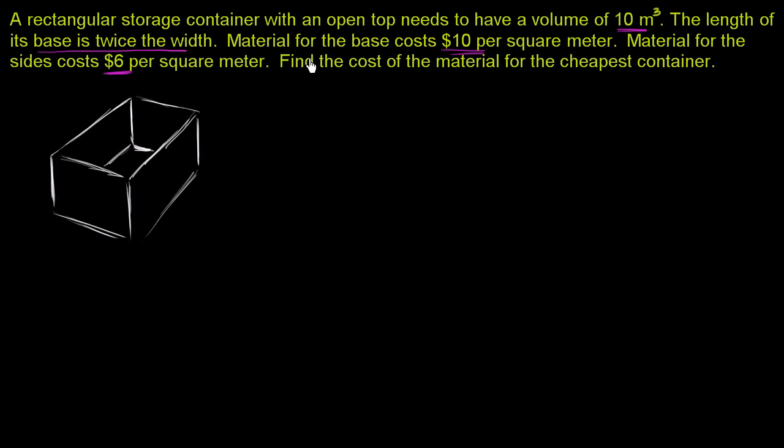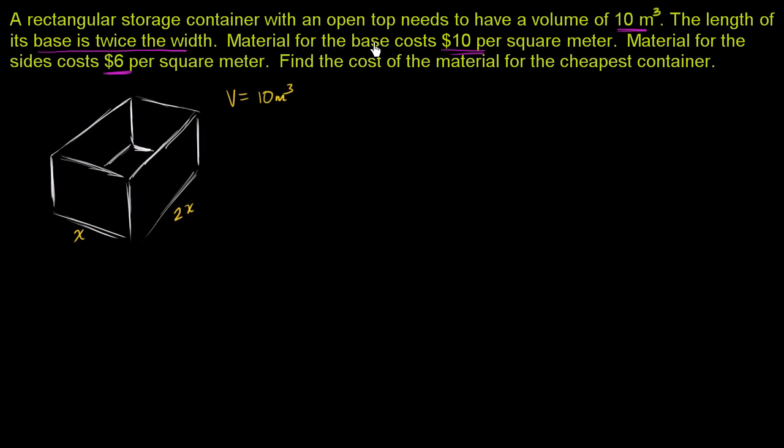And so what do they tell us? They tell us that the volume needs to be 10 cubic meters. So let me write that down: the volume needs to be equal to 10 meters cubed. The length of its base is twice the width. So let's call the width x. The length is going to be twice that, 2x. That's what they tell us right over here.